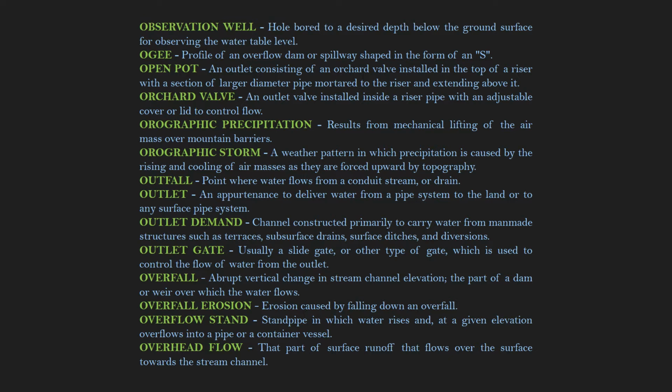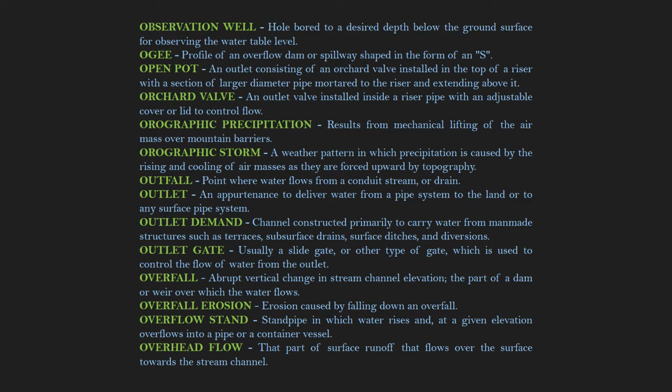Orographic precipitation. Results from mechanical lifting of the air mass over mountain barriers. Orographic storm. A weather pattern in which precipitation is caused by the rising and cooling of air masses as they are forced upward by topography. Outfall. Point where water flows from a conduit, stream or drain. Outlet. An appurtenance to deliver water from a pipe system to the land or to any surface pipe system.